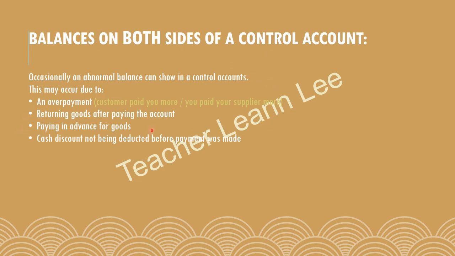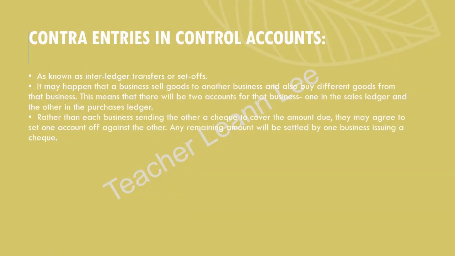And paying in advance for the goods, as I said, the overpay. And the cash discount is not being deducted before your payment was made. So actually you are entitled to the discount, but you forgot to deduct it. So in this situation, you will show two balance CD in one SLC or one PLC account.